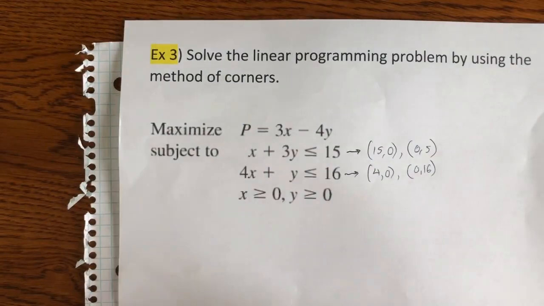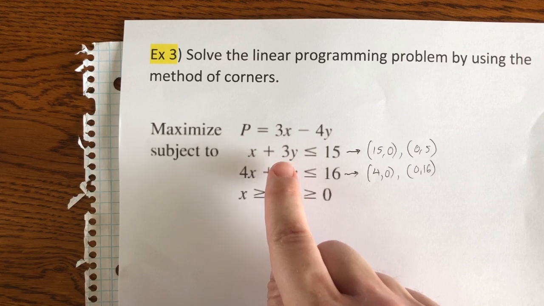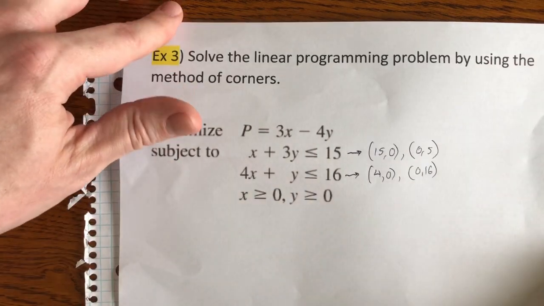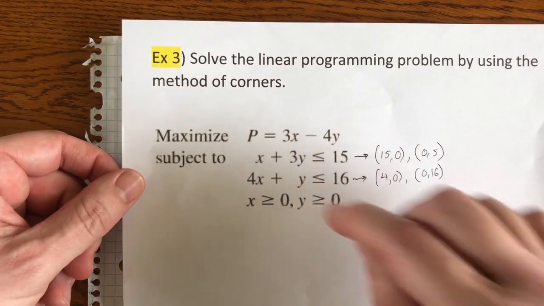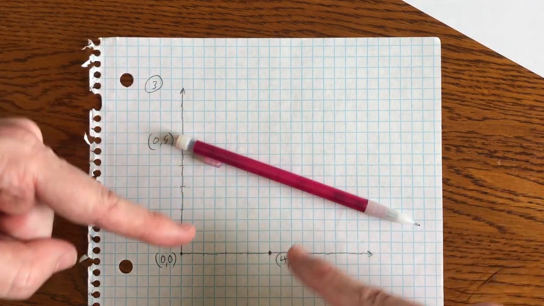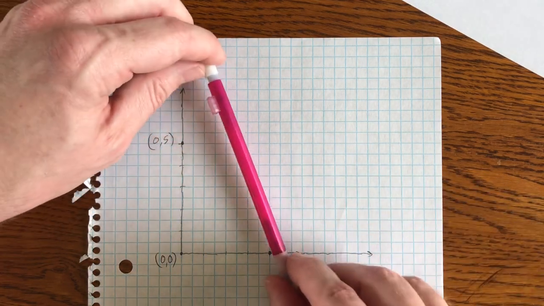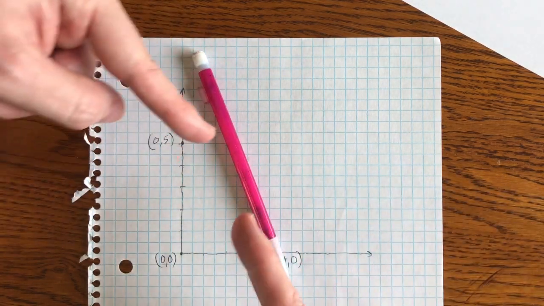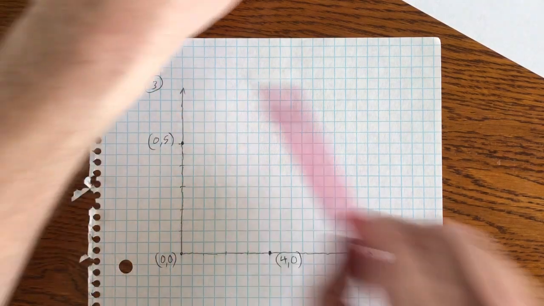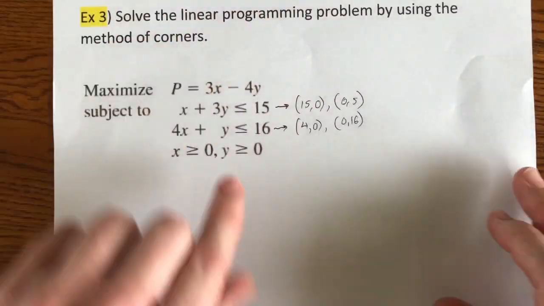In other words, if I use the test point (0, 0), wouldn't you get 0 is less than or equal to 15, which is a true statement? Because it's a true statement, and both of these are less than or equal to, the shaded area will be below the line. And in the other line, we came up with (4, 0) and (0, 16). That would look something like that. And again, it would be shaded to the left or below the line. So because I know that, I'm not going to graph anything yet until I do the following.